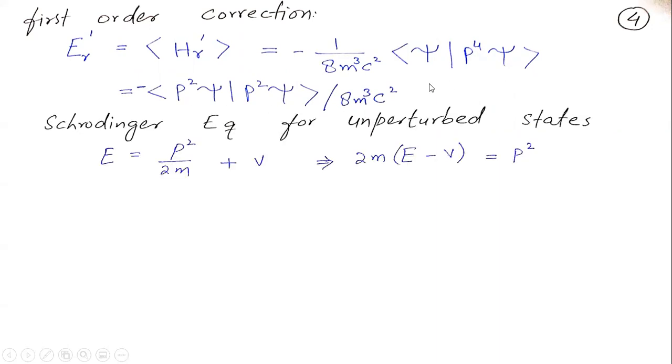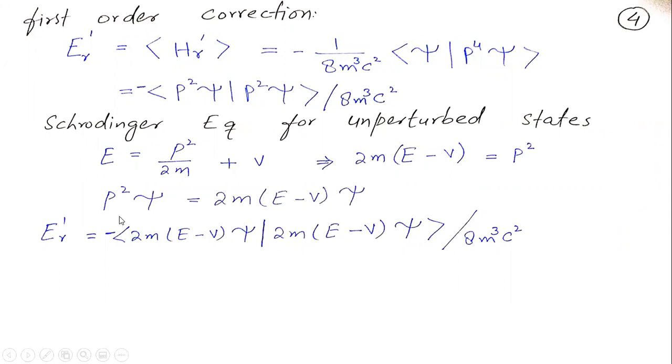And as I said, ψ are the unperturbed states, and the Schrödinger equation for the unperturbed state is E equals p² by 2m, which is the kinetic energy, plus V, which is the potential energy. We rearrange this equation a bit, which allows us to write p² equals 2m times (E minus V). If we apply the p² operator on ψ, we get 2m times (E minus V) with ψ. So just plug this expression into this equation.